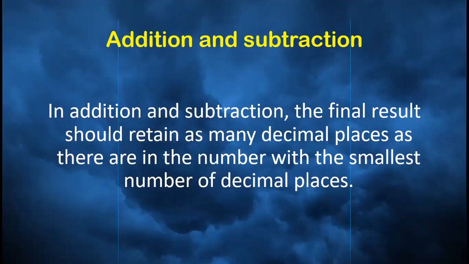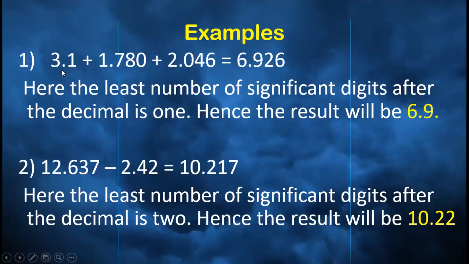So, while performing addition and subtraction in problems, the final result should have as many decimal places as there are in the number with the smallest number of decimal places. That is, the final result should have the number of decimal places of the data with the smallest number of decimal places. Now here you can see the example.